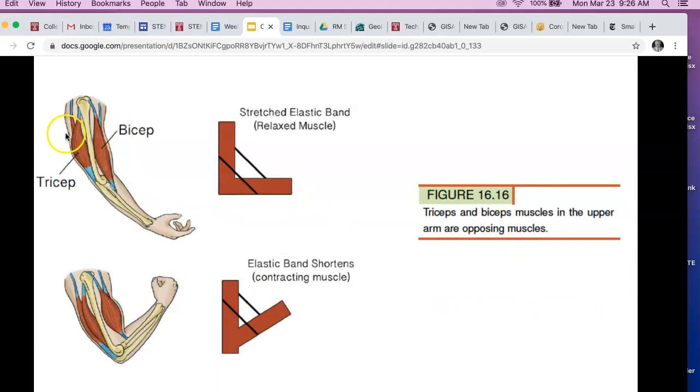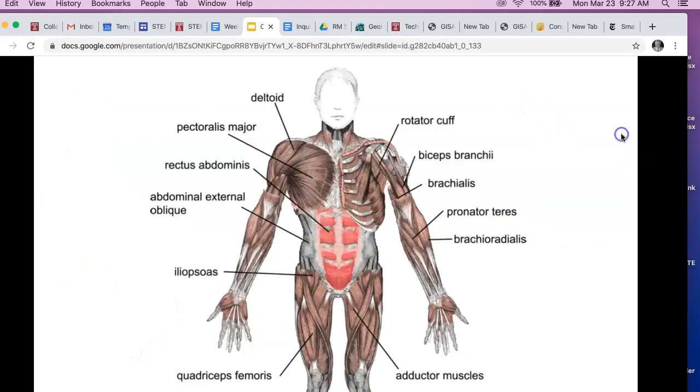Here's a good shot. Your bicep, your tricep right on the other side. Muscles work in pairs, most of them. Most of the muscles in our human body work in pairs. And the only thing that muscles can really do is contract. They contract and relax. When you bring your fist up close to your body, that's your bicep that is contracting, and your tricep on the other side is relaxing.